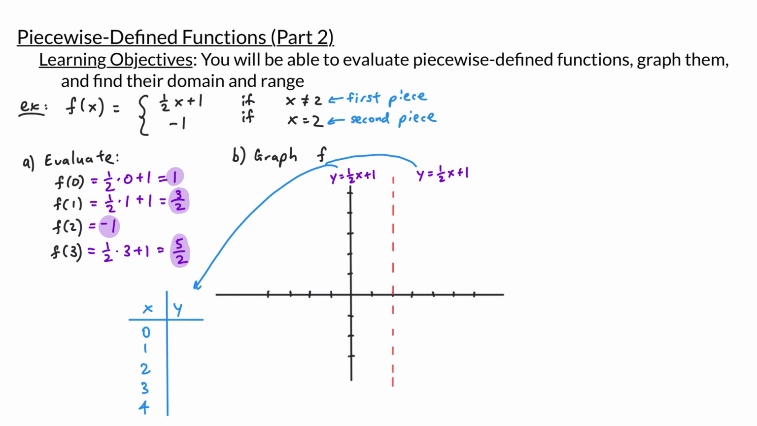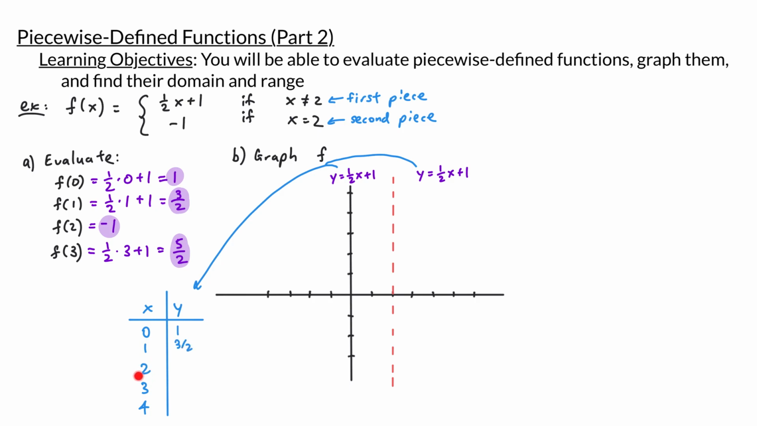To get the corresponding y value, we use the equation y equals 1/2 x plus 1. At x equals 0, we've actually computed this already. 1/2 times 0 plus 1 gives us 1. When x is equal to 1, again, we've computed this previously. 1/2 times 1 plus 1 gives me 3/2 or 1.5.